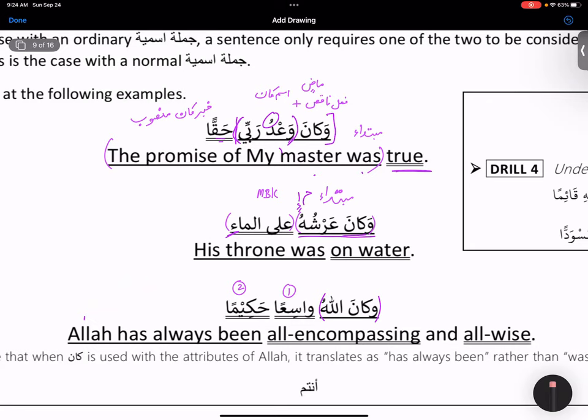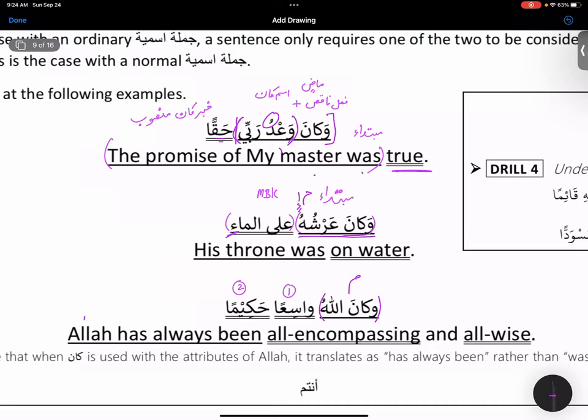Okay, moving on. Wa kana Allahu wasi'an hakima. Can someone do that? So the kana has huwa in it, so we are looking for the outside ism. The word Allahu is the ismu kana. So the whole thing wa kana Allahu is the mubtada. Wasi'an and hakima, they are both nasab. So we have khabar 1 wasi'an and khabar 2 hakima. Perfect.